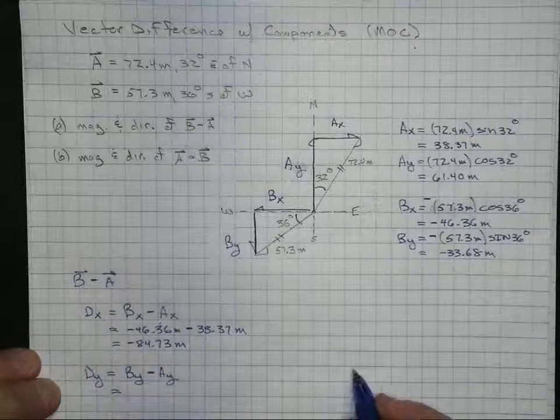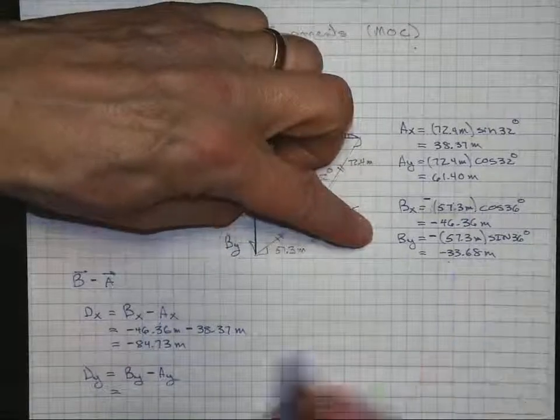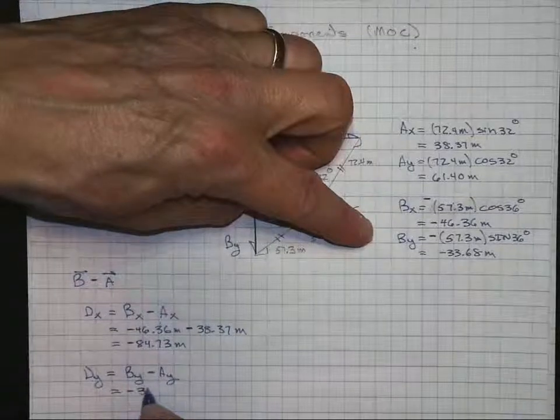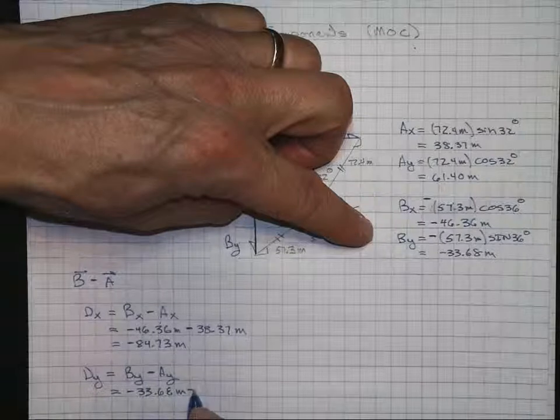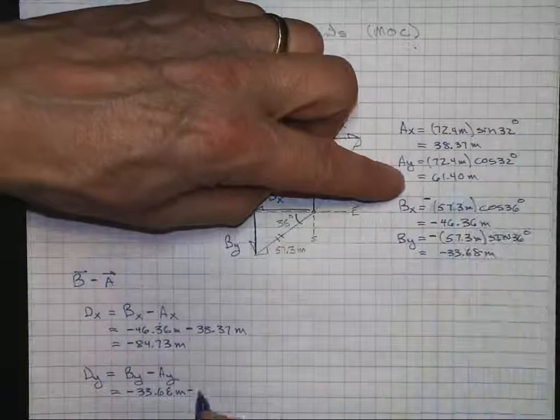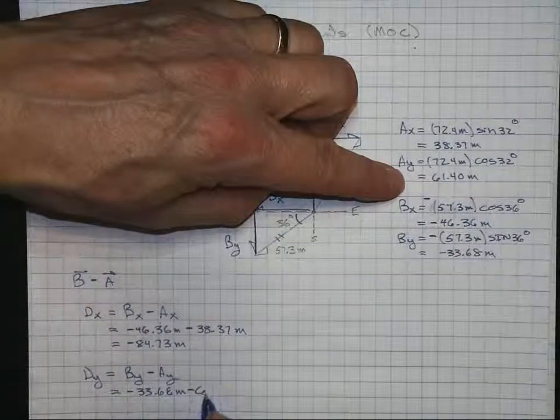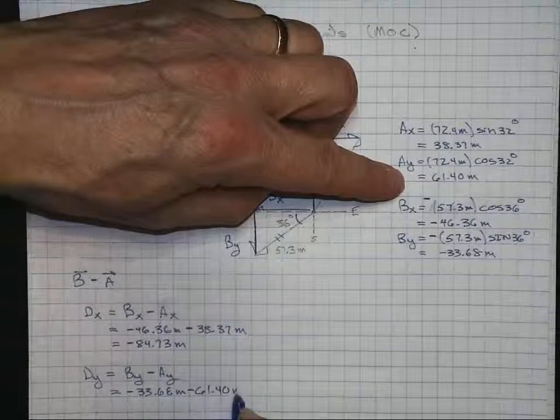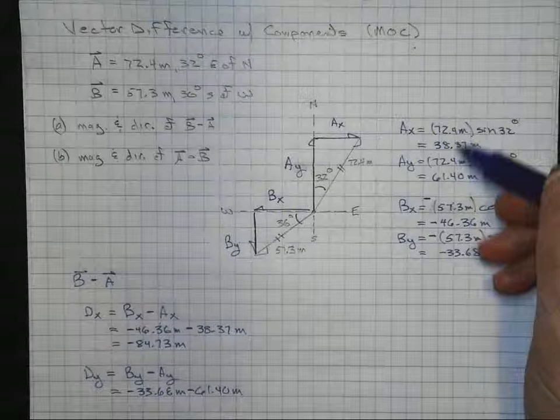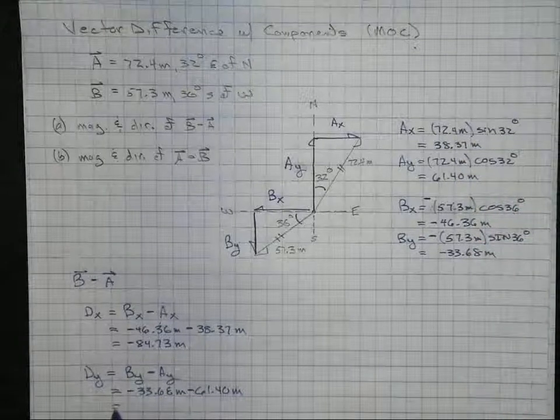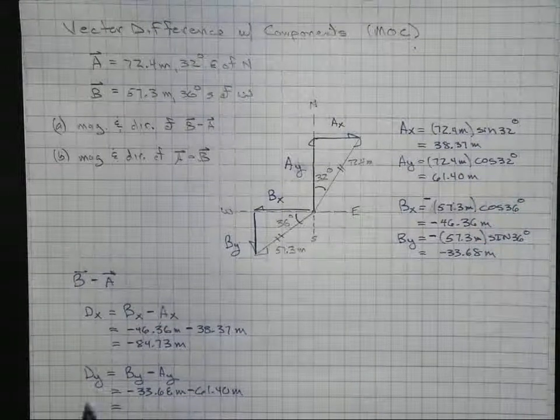So we go to our list. By is actually a minus 33.68 meters minus Ay, which is, we're going to subtract 61.40 meters. Okay, we don't change the signs, we just do the subtraction straight up. So when we subtract these two, we get that the y part of the difference is going to be minus 95.08 meters.